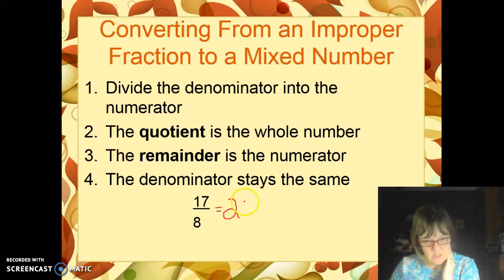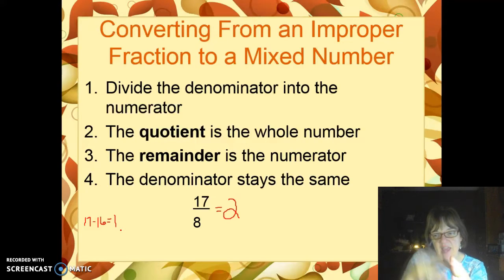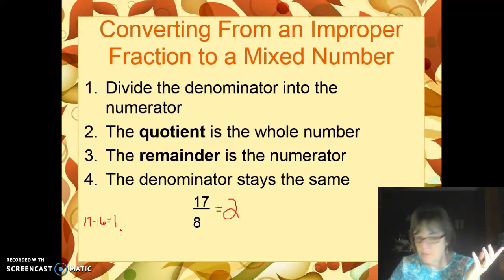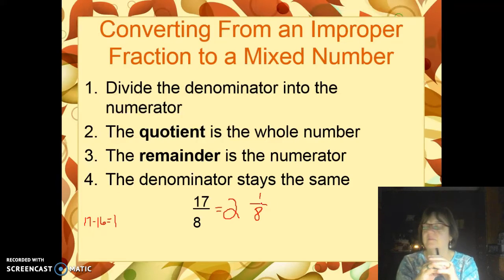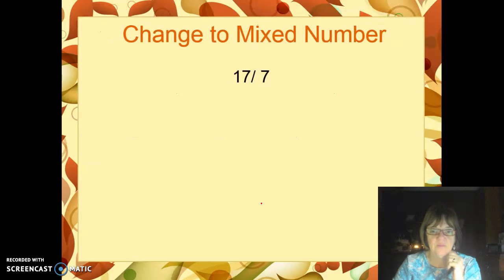So in my head, this is what I'm doing: 17 minus 16 to get my remainder. I'm just trying to get my remainder here. What's left that wasn't part of the 8, 8 thing? 1. So we put a 1 in the numerator. That's our new numerator. And we copy the denominator. The easiest part, just copy it. Okay, let me show you another one.